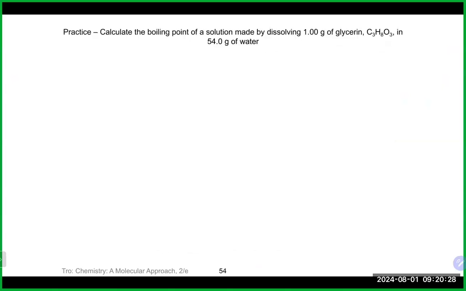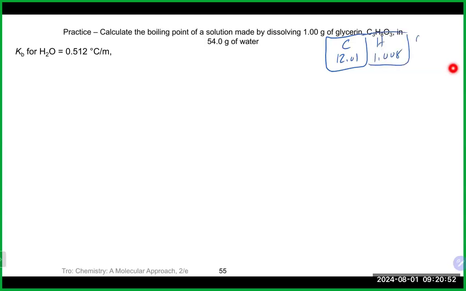All right, so once you do this one, calculate the boiling point in degrees Celsius of a solution that's made by dissolving 1 gram of glycerin in 54 grams of water. And again, the KB here for water is 0.512. And our molar masses, like we just used in the previous problem, are 12.01, 1.008, and 16. Okay, so let's take a look at this one.